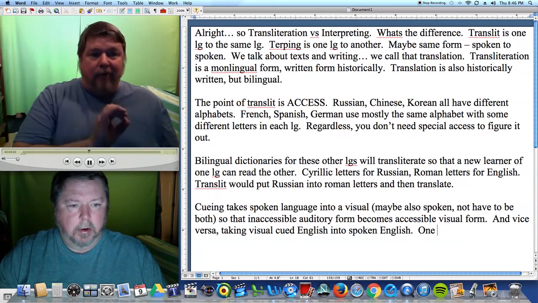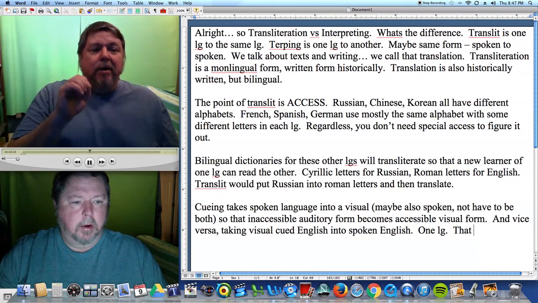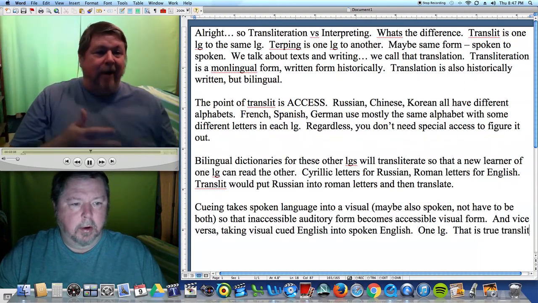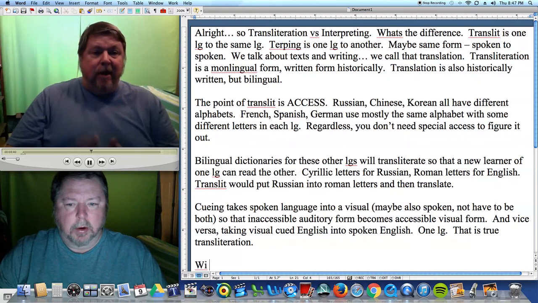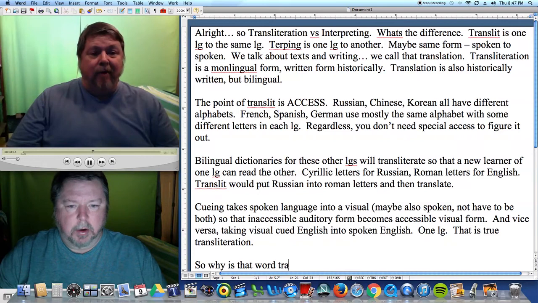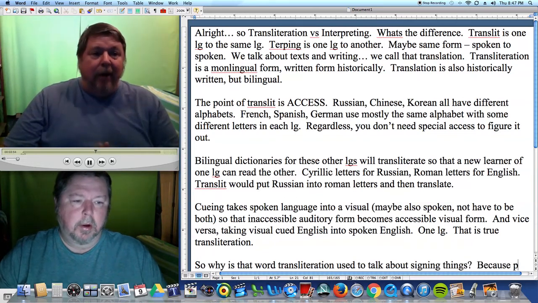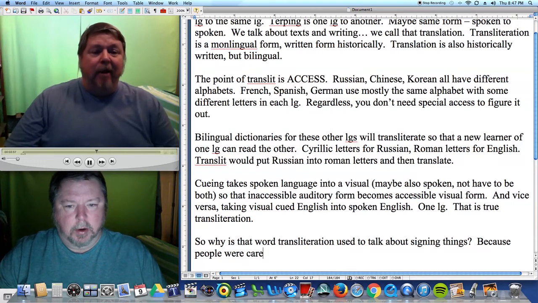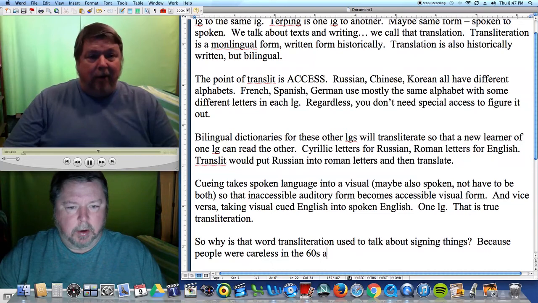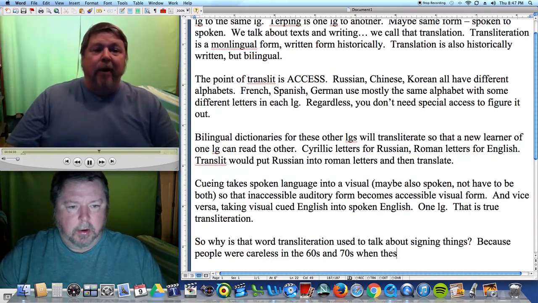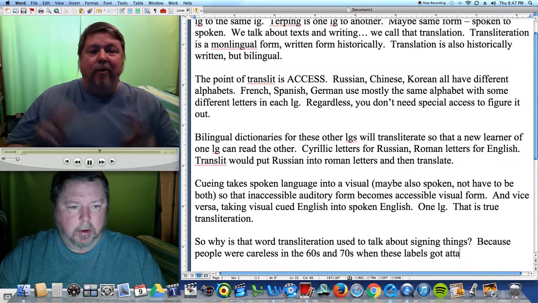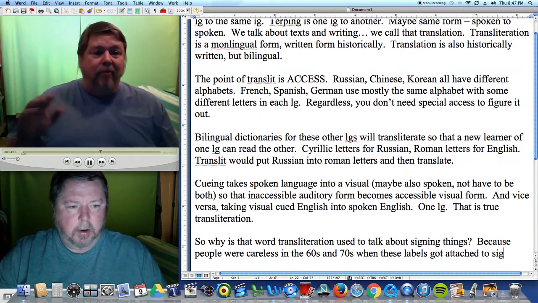That is actual transliteration. So why do we use that word when we're doing signing in English word order? Because people didn't do their research back in the 60s and 70s when these labels got thrown around rather loosely, and they got attached to the process of what we now know is actually literal interpreting. It is a bilingual act for me to throw ASL signs out in English word order. It may not be grammatical ASL, but it certainly isn't English anymore. Okay, so it's a bilingual thing to do what we called transliteration back in the day.